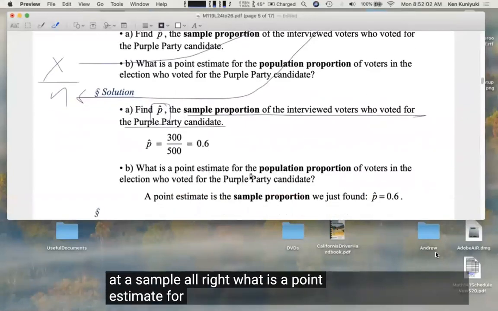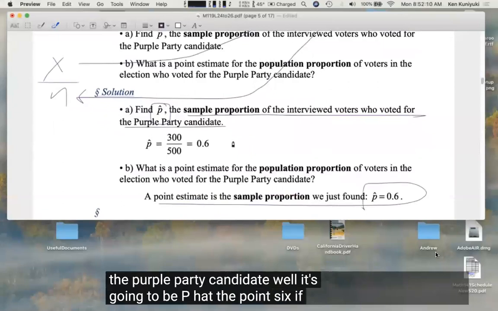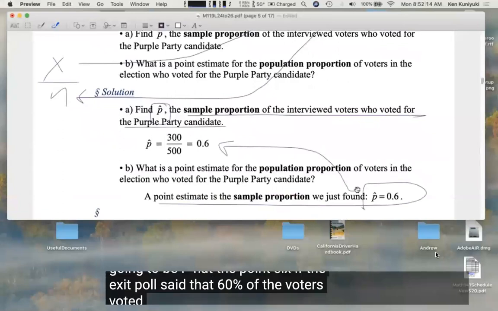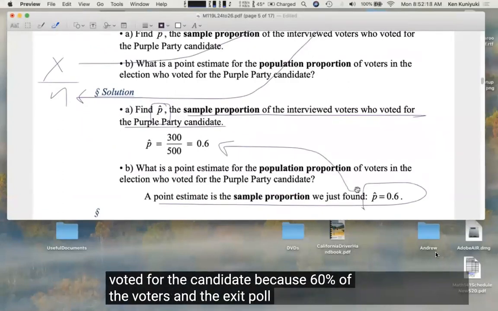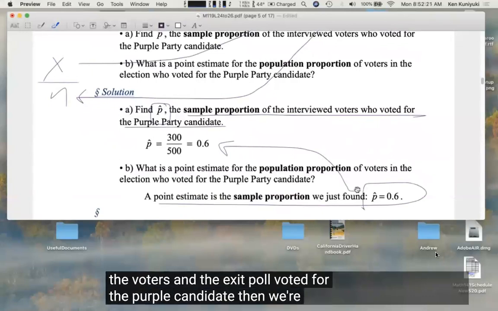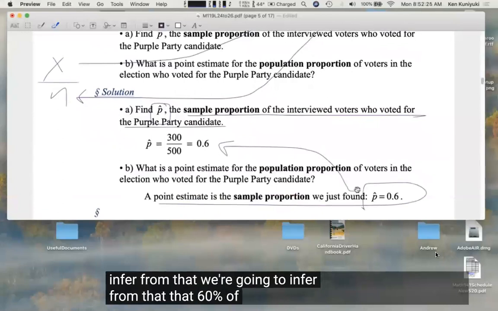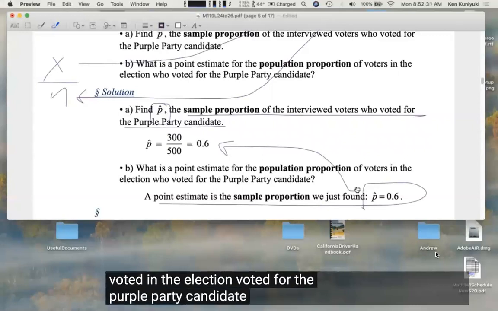What is a point estimate for the population proportion of voters in the election who voted for the Purple Party candidate? Well, it's going to be p hat, the 0.6. If the exit poll said that 60% of the voters voted for the candidate, because 60% of the voters in the exit poll voted for the Purple candidate, then we're going to infer from that that 60% of the voters who voted in the election voted for the Purple Party candidate.